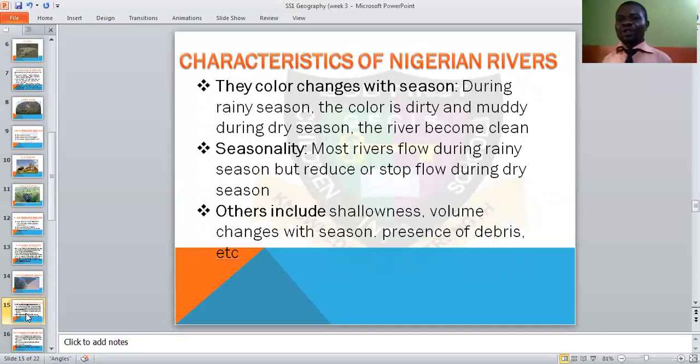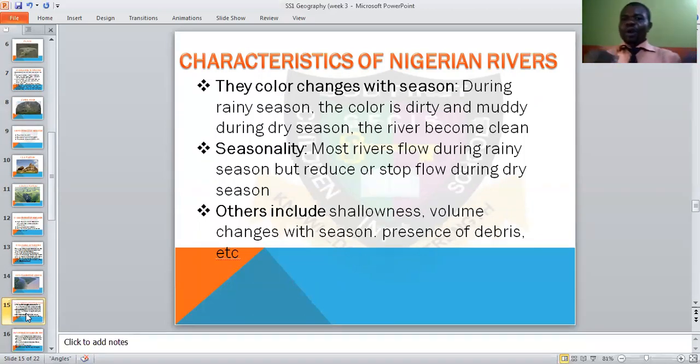Then drainage, we're talking about rivers and lakes and other things there. The color changes with season. That is, Nigerian rivers, their color changes. During rainy season, the color will be dirty because they carry some sand. Erosion comes in, and they carry things so it will be muddy and dirty. But during dry season, it will be clean because no erosion comes again.